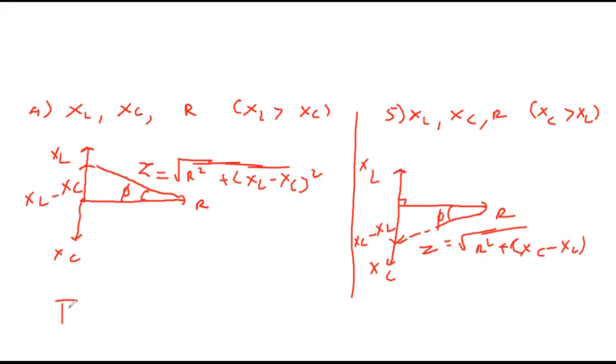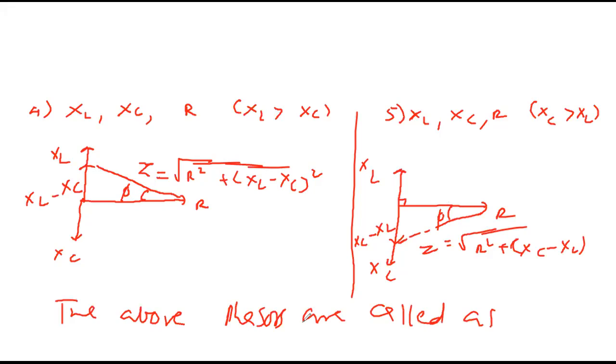The above phasors are called as impedance triangle. So if they ask what is impedance triangle, phasors drawn for R, XL, XC are called as impedance triangle. Now complete these two diagrams and write the hint below that.